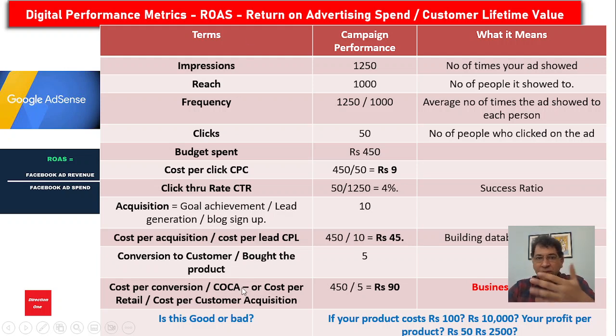Depending on the type of campaign that you are running, you will have different things, but three things that you will always get in every campaign are impressions, reach, and frequency. So let's look at these three parameters. Impressions is the number of times that your ad showed. Reach is the number of people that it showed to.